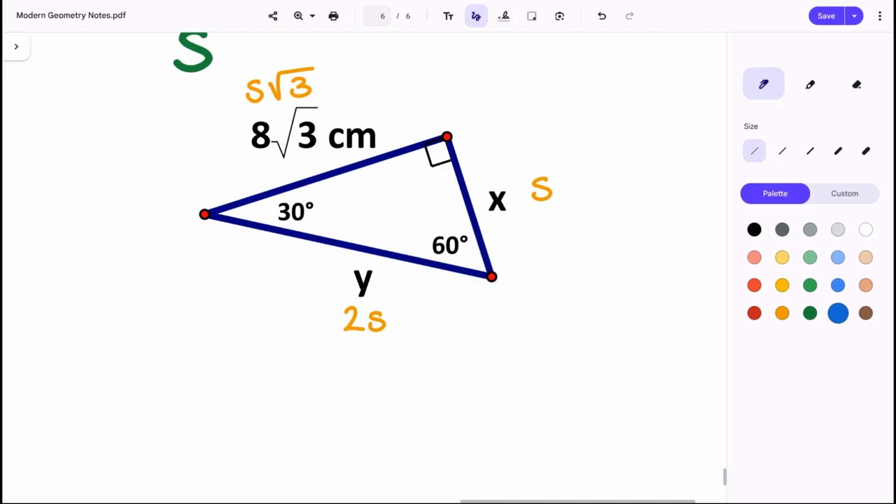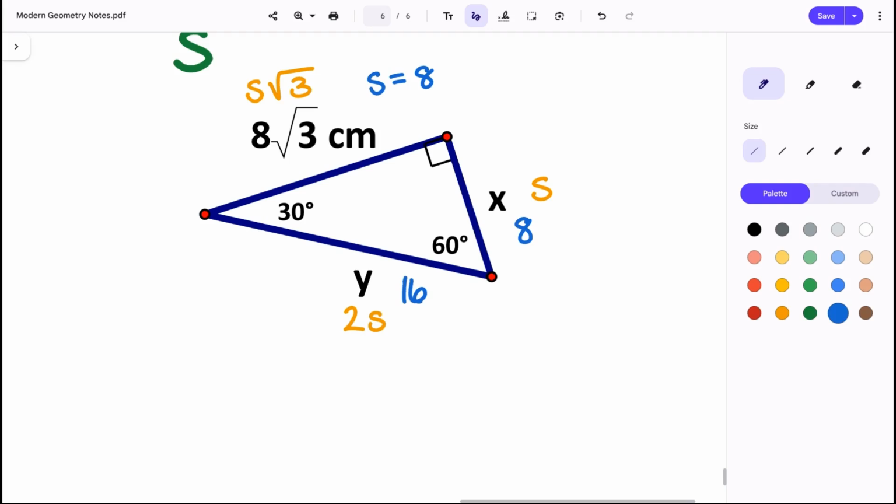Okay, so you're noticing here s square root of 3 would be equal to 8 square root of 3. If you were to divide by the square root of 3, they cancel. Okay, so you're saying s is 8. That's perfect. So what would x be? Good, just 8. And then this y would be, good, 16.